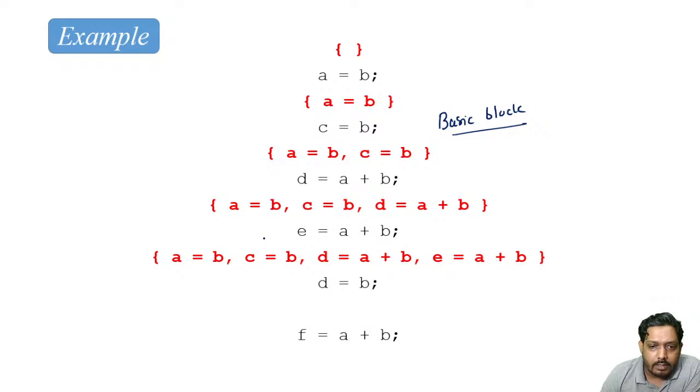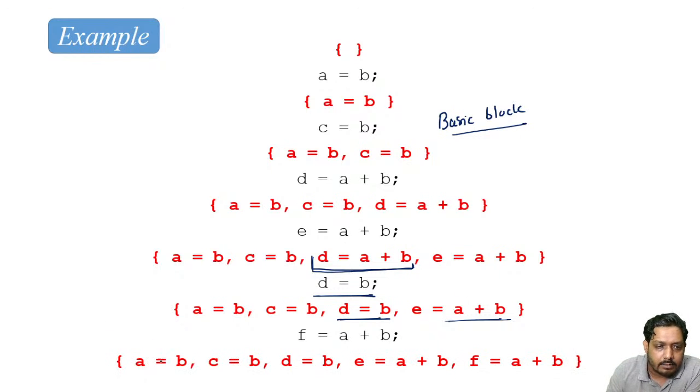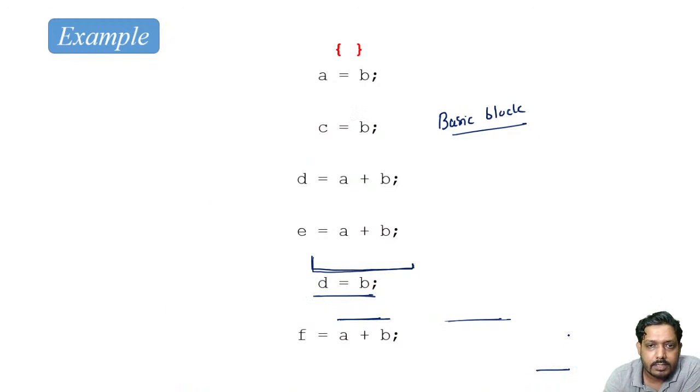Now here d is equal to b. Right now d is holding the value of a plus b. This will be invalidated, and this will become d is equal to b and e is equal to a plus b. What is the available expression? Finally the entire expression is now available over here. So I'm repeating what is available and what is not available in this case. Initially we start with an empty set, and in this case a is equal to b, so a is equal to b becomes an available expression.